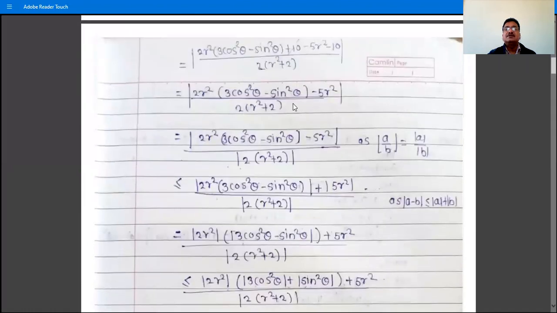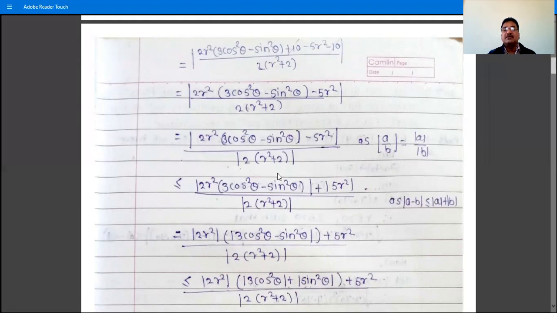Then this is equal to, separate the mod: |a/b| is |a|/|b|. Separately take the mod. Then it is less than or equal to, because here this is considered as a and this is considered as b: |a − b| is less than or equal to |a| + |b|.